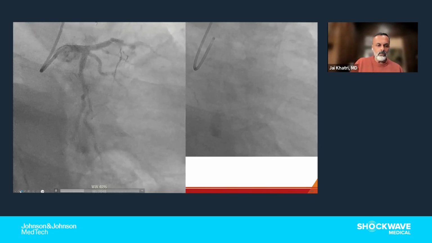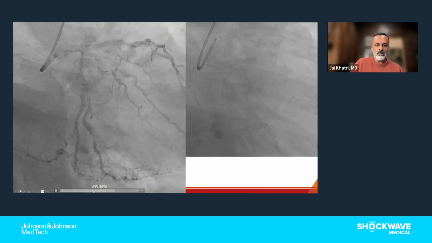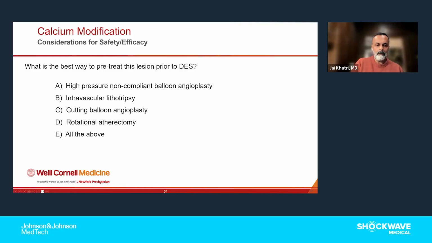So we'll go to the next slide, please. This is kind of funny now with all the data you all have presented, but would you go with a high pressure non-compliant balloon angioplasty? Would you go with IVL? Would you go with cutting balloon angioplasty? Would you do rotational atherectomy, or would you do all the above?